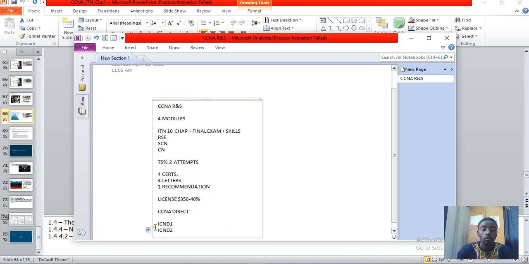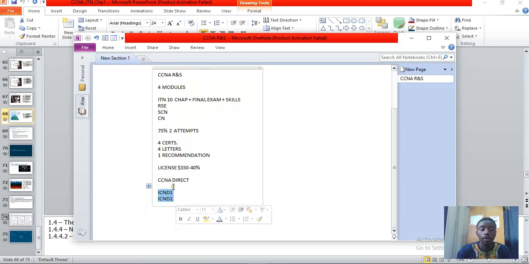So you can take these two exams and combine them, and you have a CCNA. You might just want to divide the exam into two so you can reduce the load. But if you think you're good enough, you can just go straight and do the CCNA directly.